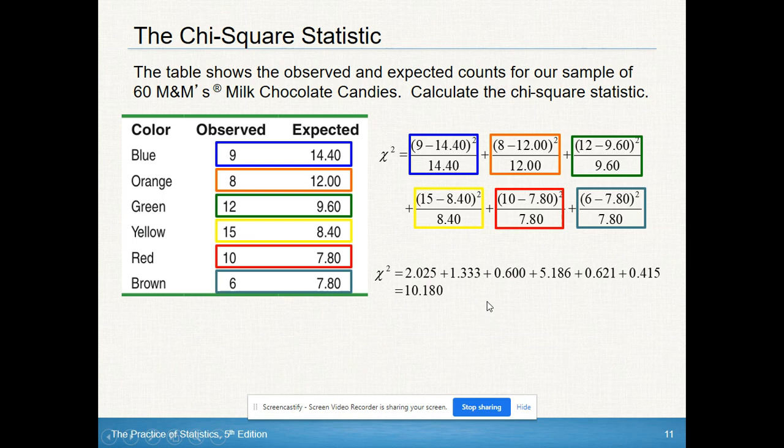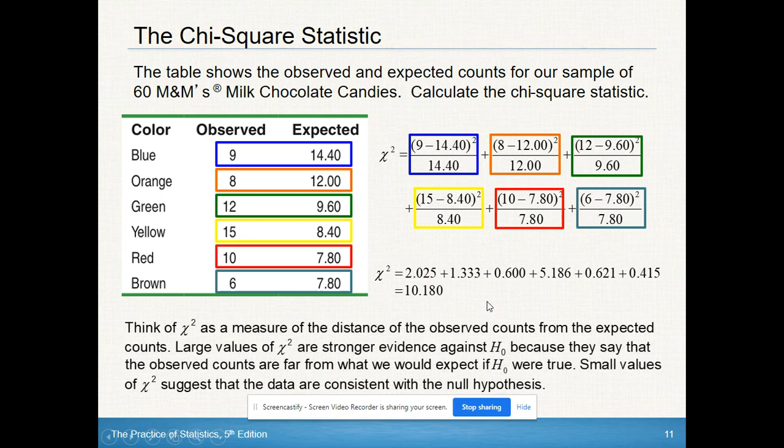Okay, so now we've got the test statistic. What do we do with it? Well, think of the chi-squared as a measure of the distance of the observed counts from the expected counts. So large values of chi-squared are stronger evidence against the null because they say that the observed counts are far away from what we would expect the null to be if it were true. Small values of chi-squared suggest that the data are consistent.